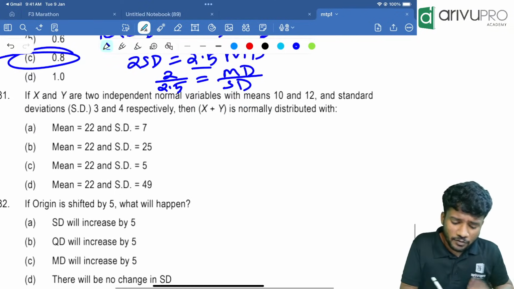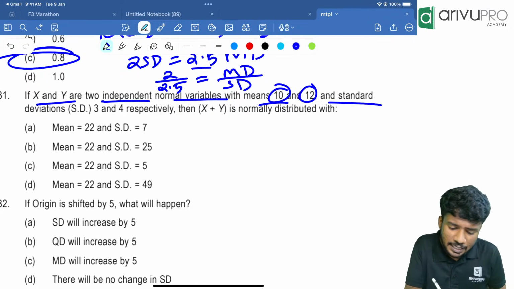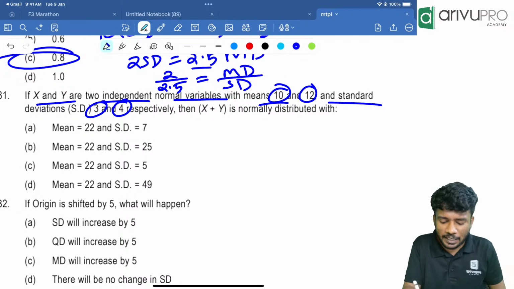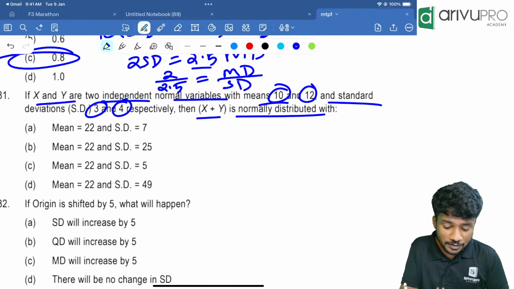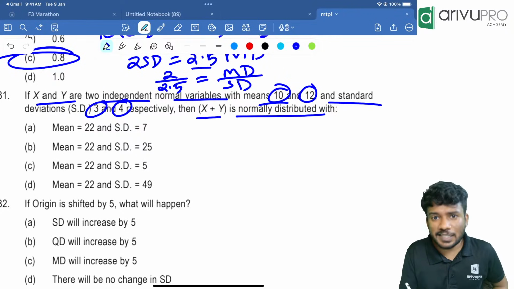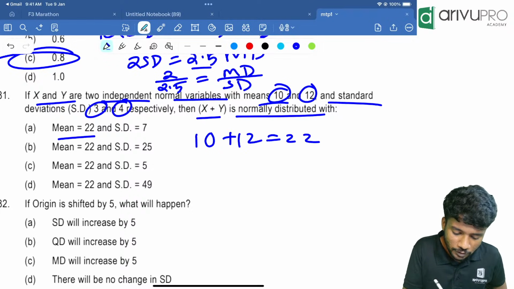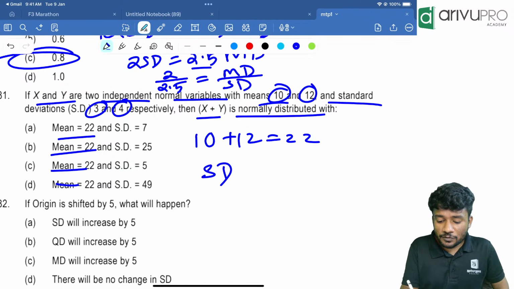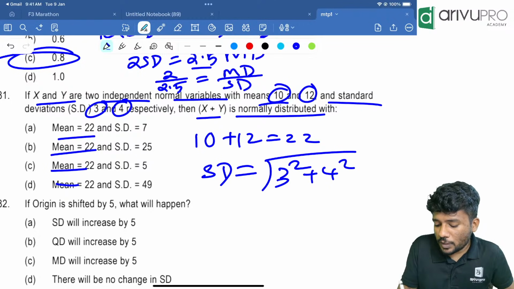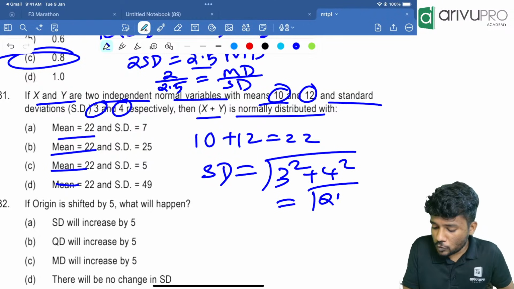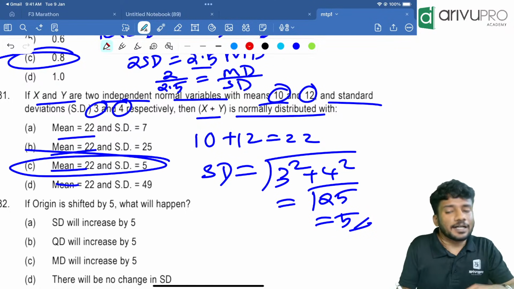Next question. If x and y are two independent normal variables with mean 10 and 12 and standard deviation 3 and 4 respectively, then find the value of x plus y normally distributed. Okay, we know that the mean will get added. That means 10 plus 12 is how much? 22. Looking at that, all the options satisfy that. Now standard deviation, what will happen? The root of the given value, that is 3 square plus 4 square, which is equal to 9 plus 16, that is root of 25. Answer is 5. Looking at that, option C is your right answer.